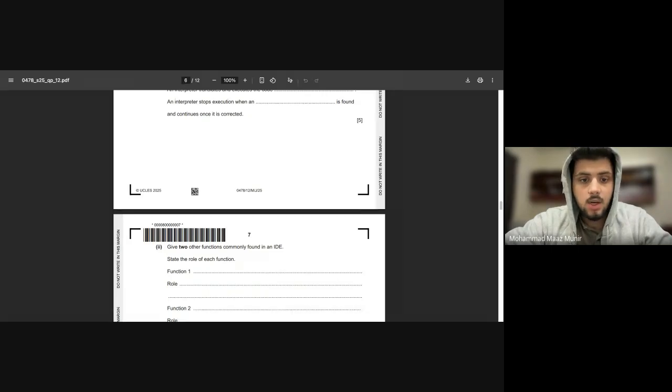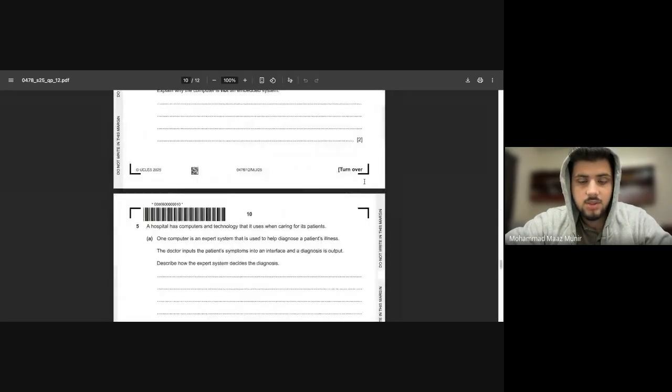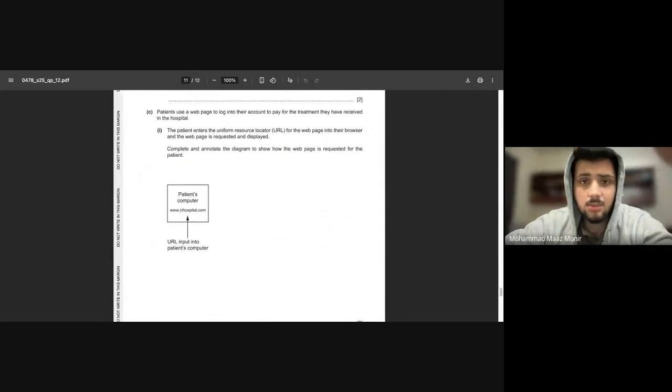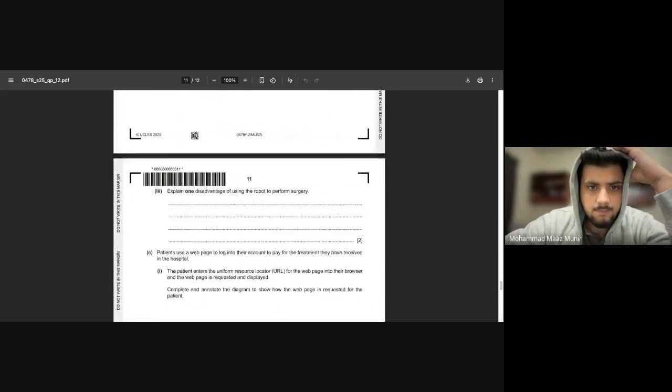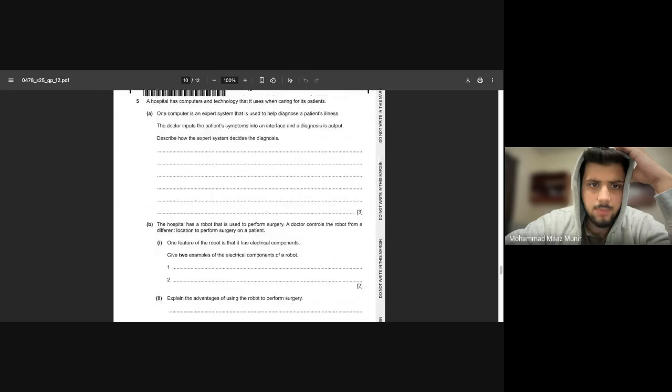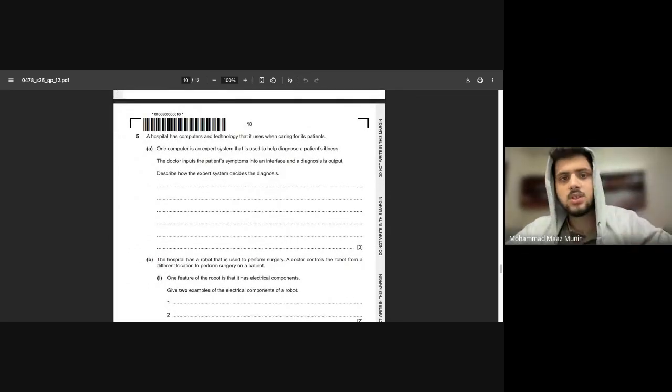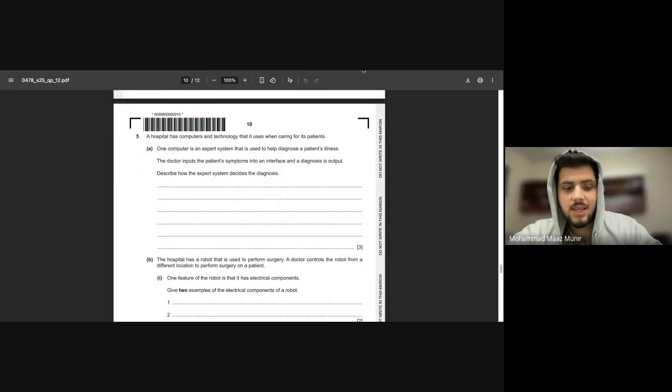So we're going to be starting and looking for some chapter number 6 question. This is the summer 2025 paper, May June paper 12. So let's see. Yep, we do have a question up here, question number 5. This question relates to one application of robotics.